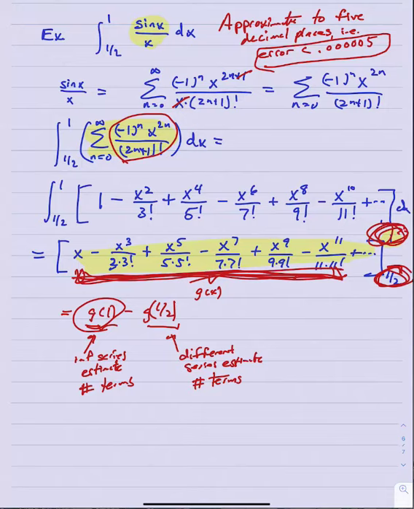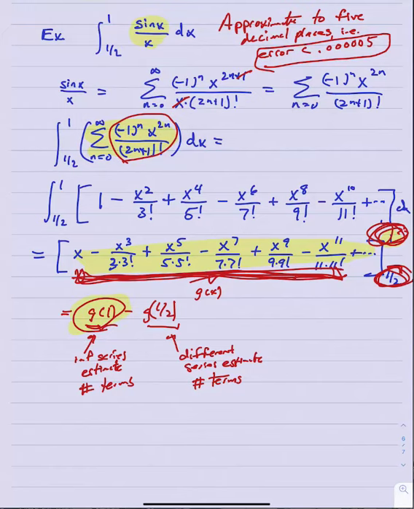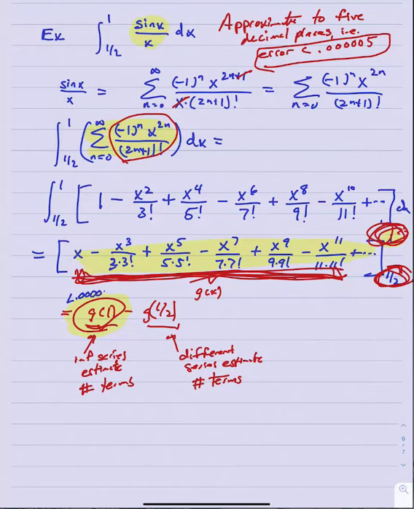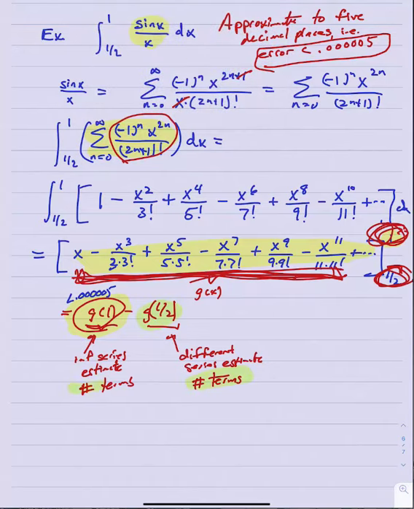Okay, so what I'm saying is I can't just plug in the 1 and the 1 half for the same number of terms and expect that that's good for both of them. I need to make sure the number of terms I use to calculate this one gives me an error for that one that is less than 0.000005. And I also need to make sure that when I calculate this one, which may require a different number of terms than this one, that my error on that one is also less than 0.000005. Then when I subtract them, I know that I'm using two numbers, both of which have the desired accuracy.